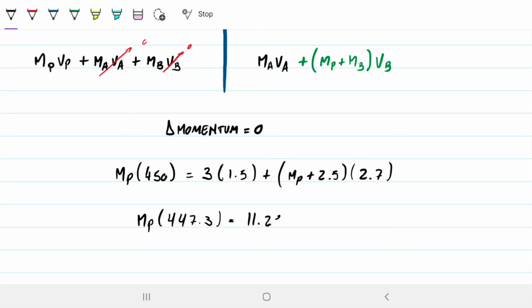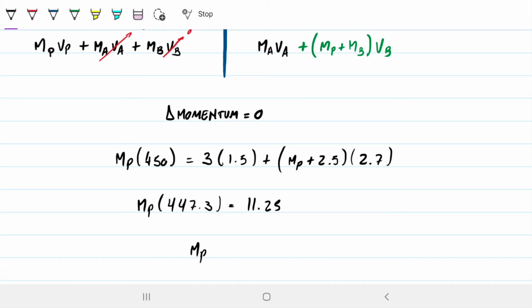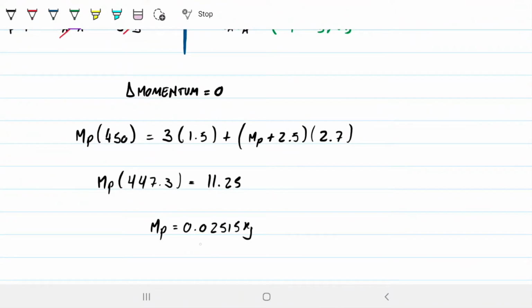11.25. And so therefore the mass of the projectile is just the division between the two, which is 0.02515 kilograms. And then obviously we can multiply by 1,000, and that's just the same thing as 25.15 grams.